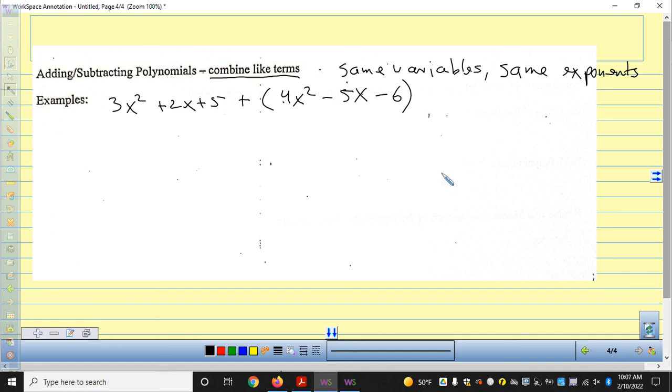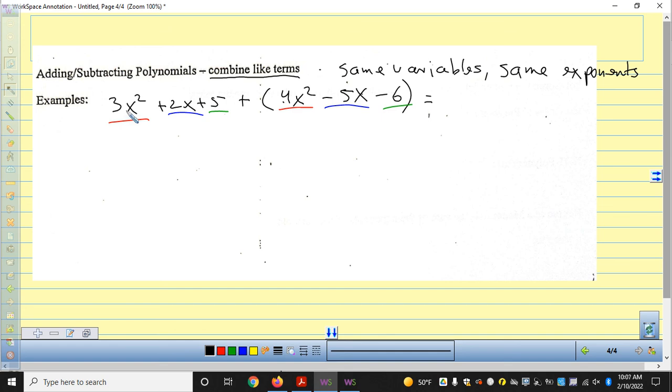The problem might say add these two polynomials instead of writing it as an addition problem. We're just going to combine like terms. So I'm going to combine the 3x squared with 4x squared. I'm going to combine the 2x with a negative 5x. And I'm going to combine the 5 and the negative 6.